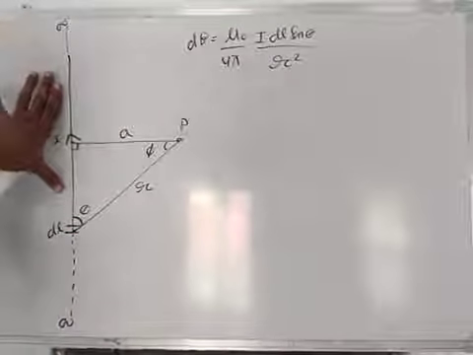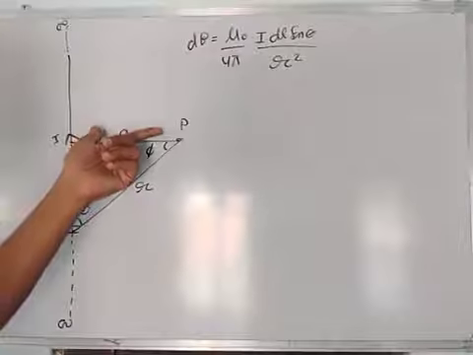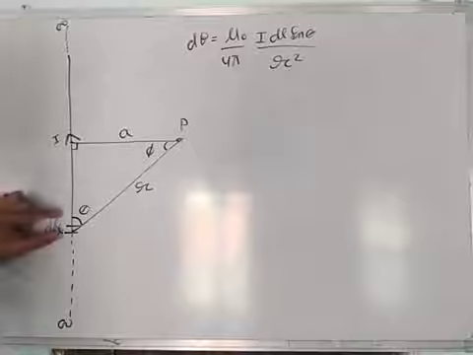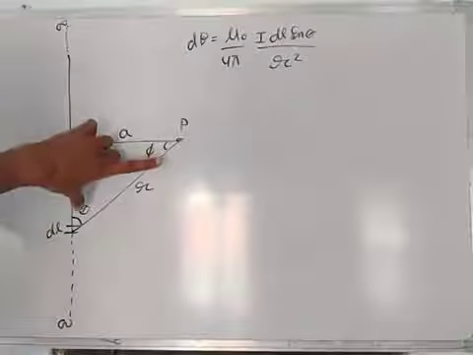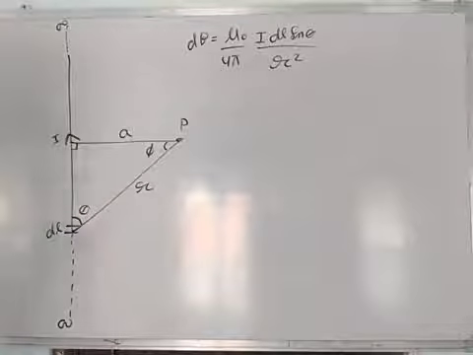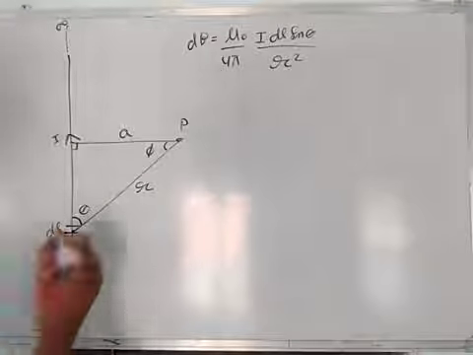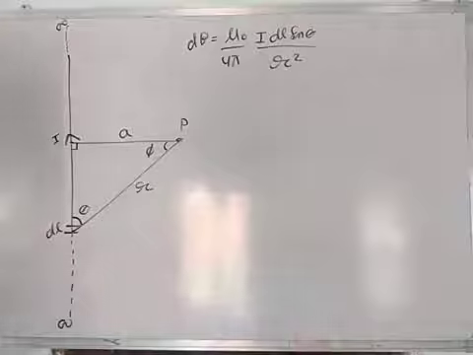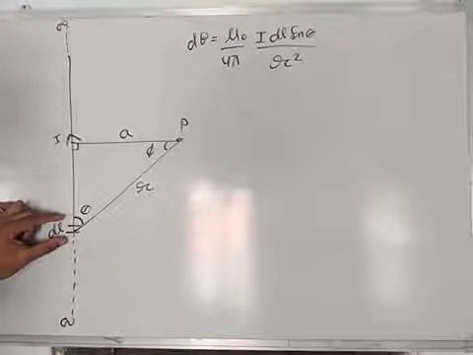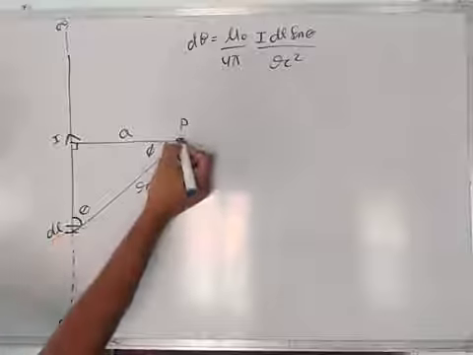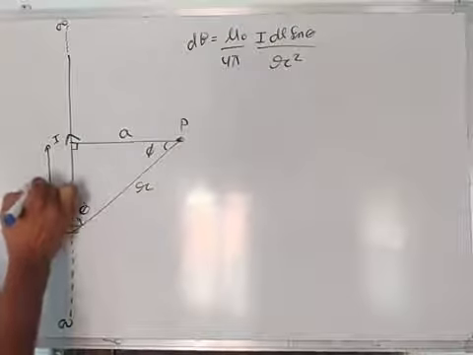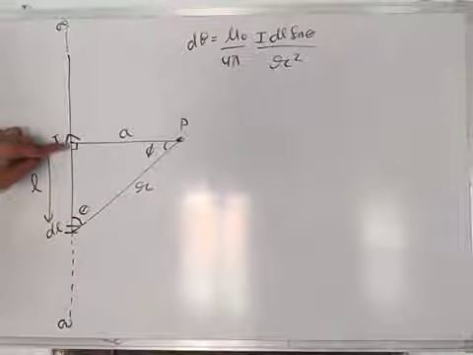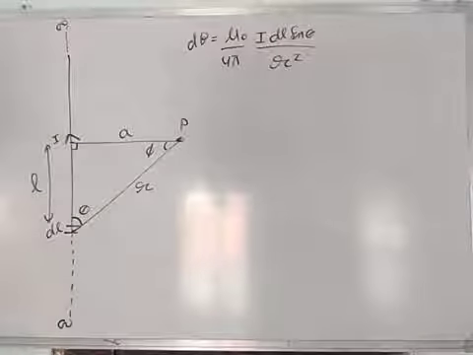Given values are I and this distance a. The distance dl is considered by us, distance r is considered by us. Then in our final result, these two things should not be included. Then we have considered a small element dl which is at distance r from point P, and take that the distance from this point to dl is L.